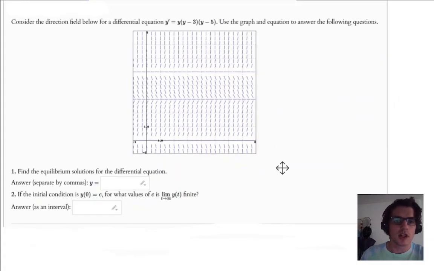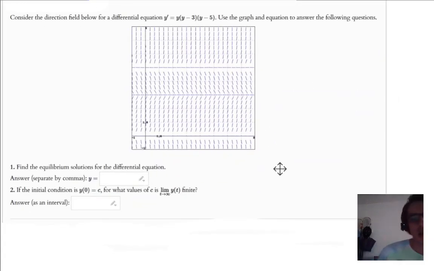All right, moving on. Okay, so different type of problem. Consider the direction field below for a differential equation: y prime equals y times (y minus 3) times (y minus 5). Use the graph and equation to answer the following questions. Find the equilibrium solutions for the differential equation.